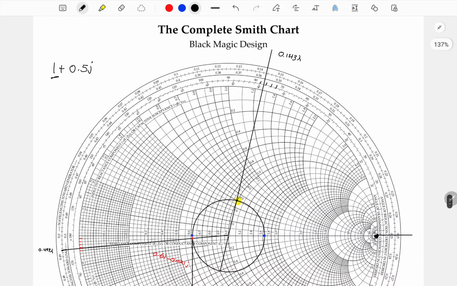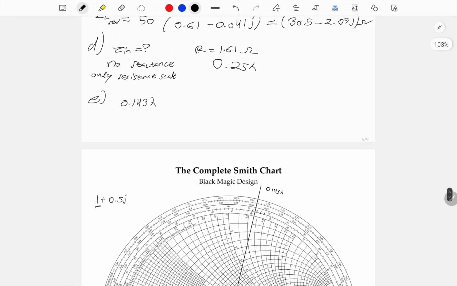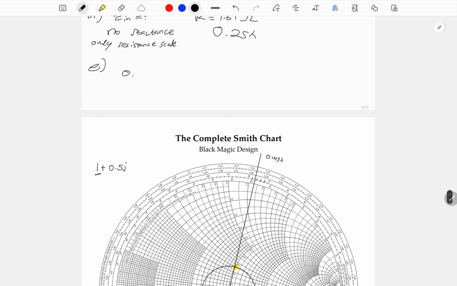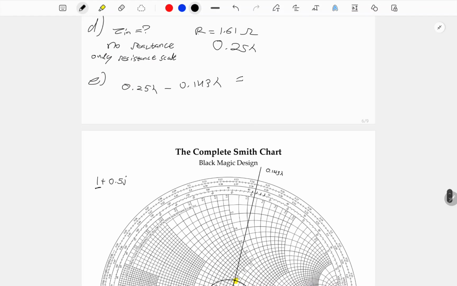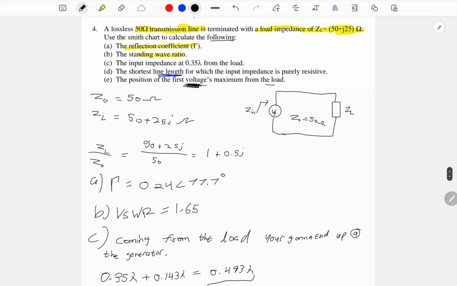We're measuring this distance right here. Exactly. So which way is it? I think it's 0.25 minus 0.143. Exactly, that's correct. And how much is that? 0.113 lambda. And that's the distance to the first voltage maximum from the load.